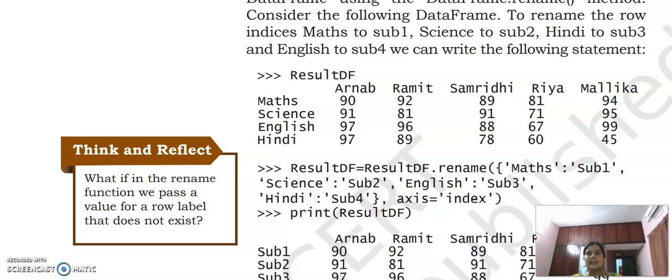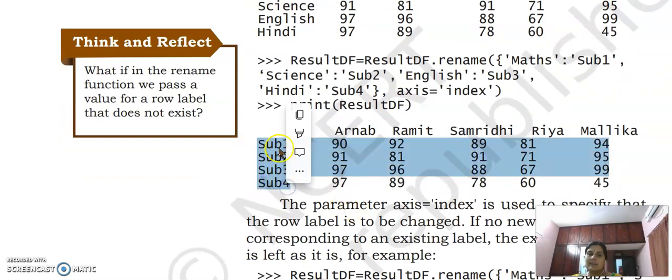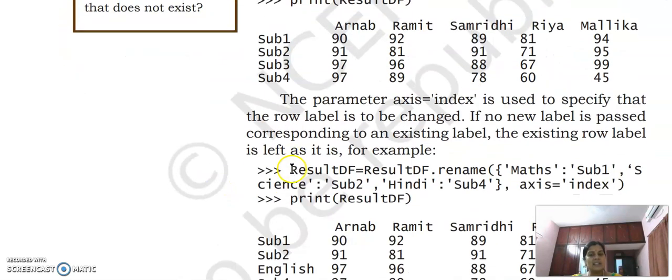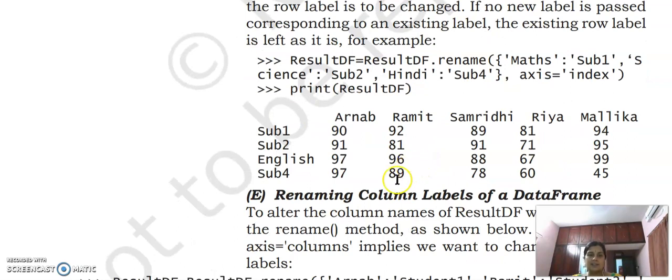The syntax is the same as before: result_df is the data frame name, followed by the dot operator, then the rename function, then inside the brackets a dictionary, where we write Maths colon Sub1, Science colon Sub2, English colon Sub3. That means Maths is replaced by Sub1, Science by Sub2, English by Sub3. So renaming takes place. Let's look here: the row labels Sub1, Sub2, Sub3, Sub4 are changed. This is the method to rename row labels.